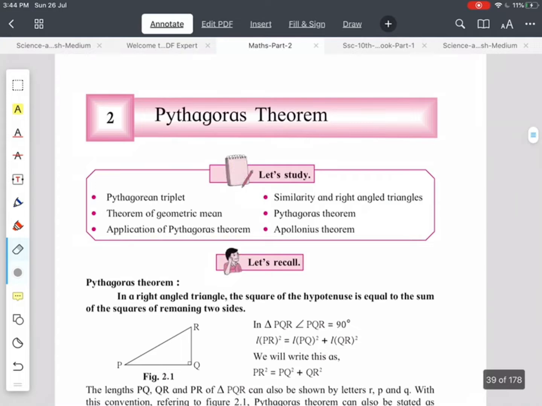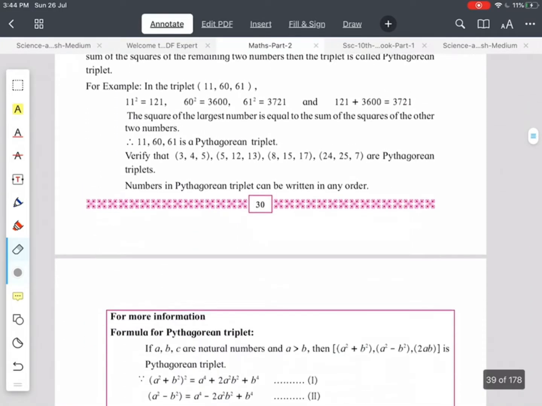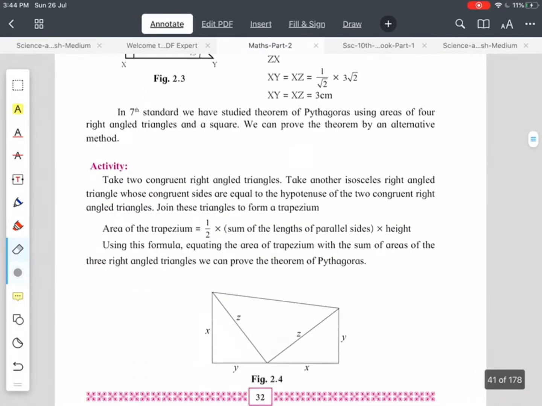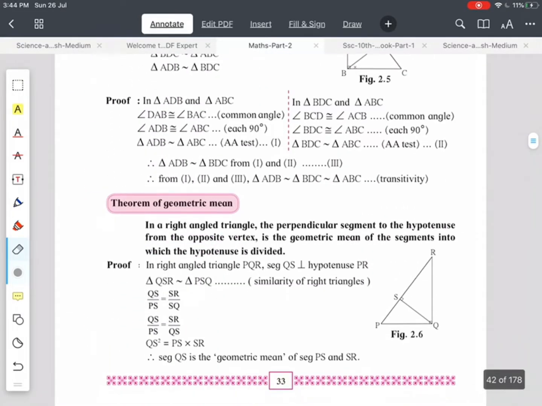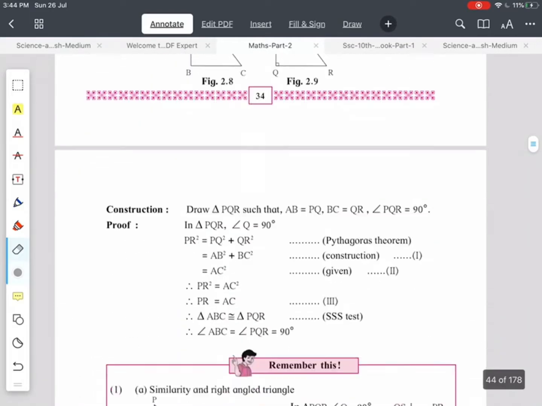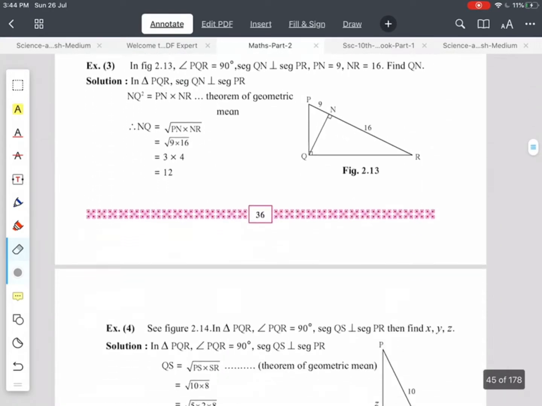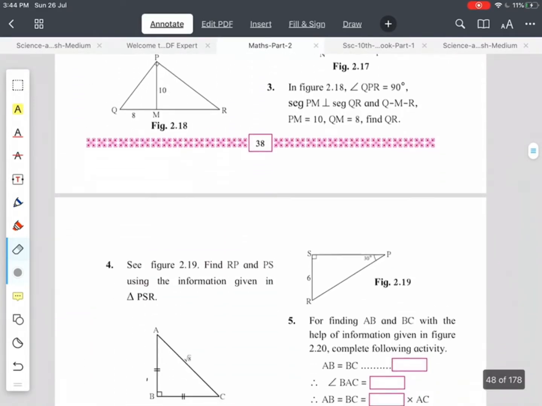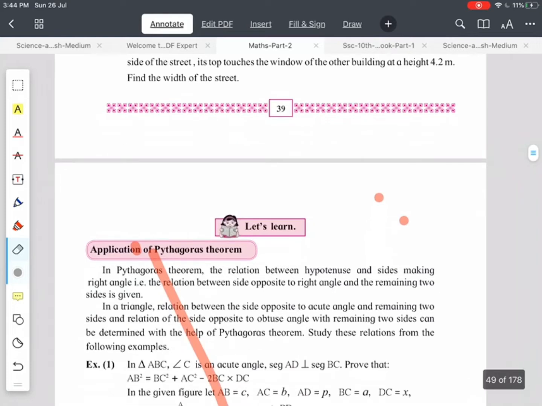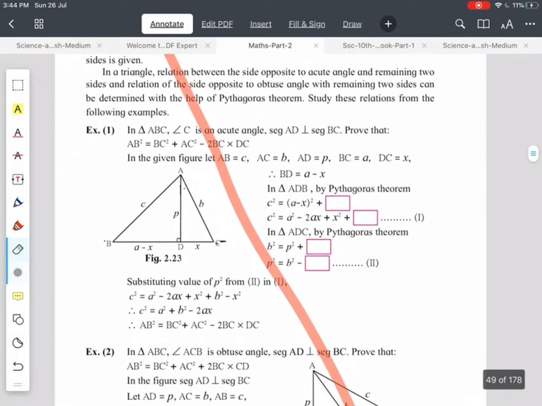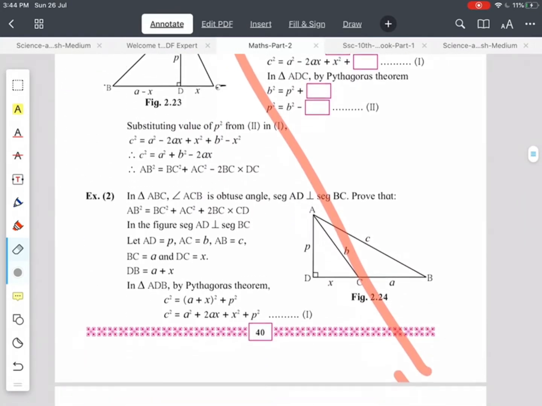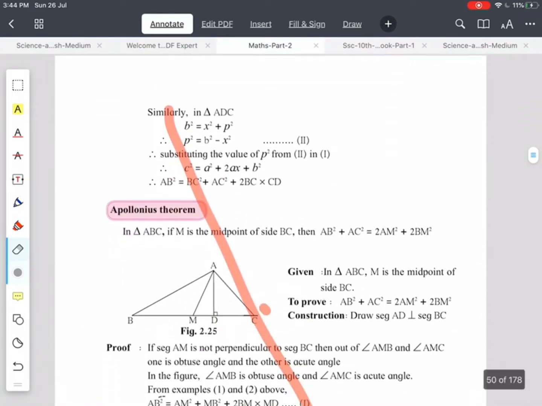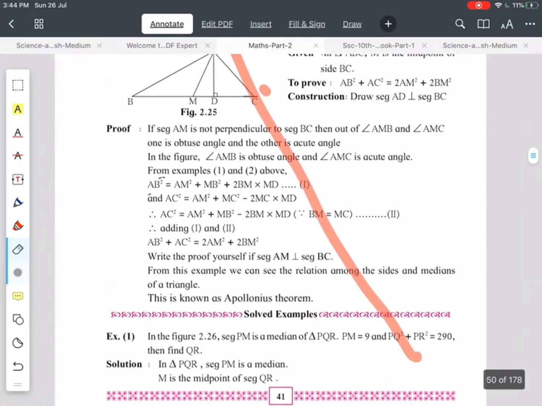Now the second chapter, Pythagoras theorem. Important parts are not changed, they are as they are. Similarity and right angle, this part is there. We'll see directly the part which is omitted. The Apollonius theorem is omitted from the application of Pythagoras theorem. Page number 40, application of Pythagoras theorem: the Apollonius theorem is there, which is omitted.